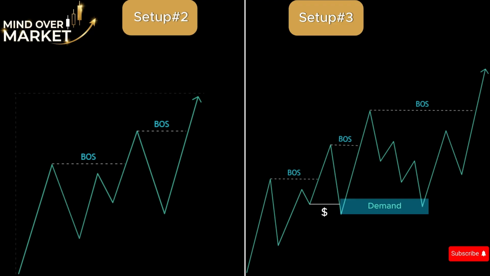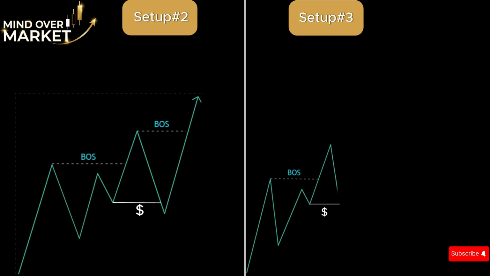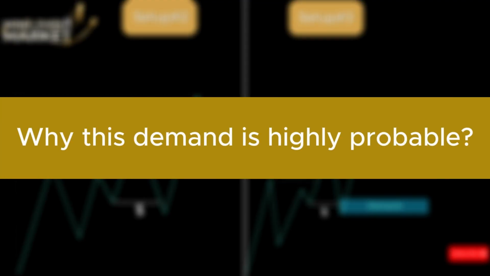The second setup forms when price sweeps the liquidity of an internal structure. The third setup, however, takes it a step further. It forms when price sweeps that internal liquidity and then aggressively breaks structure, taking out the major high created just before the retracement. The demand zone within this specific leg, the one that caused the break of structure, is highly probable. But why is it so high probability?